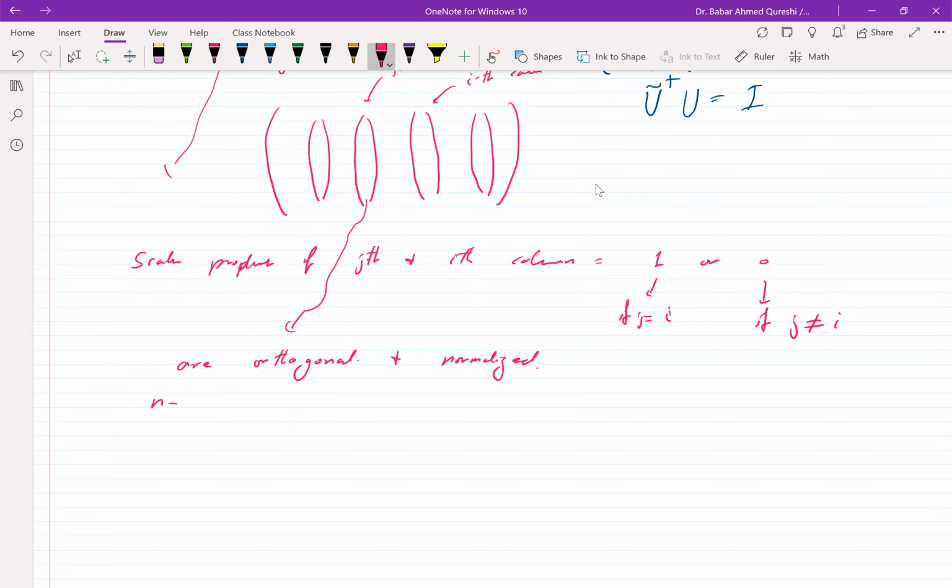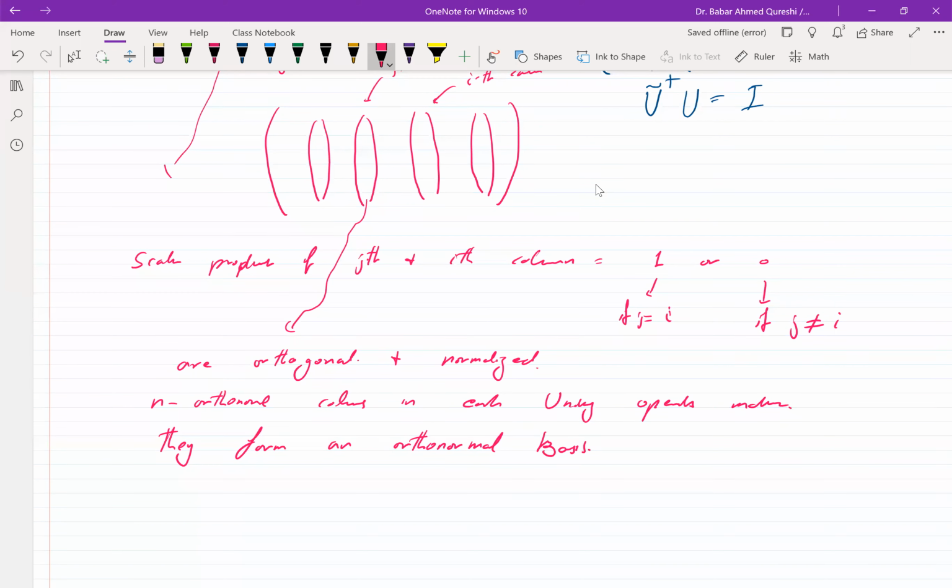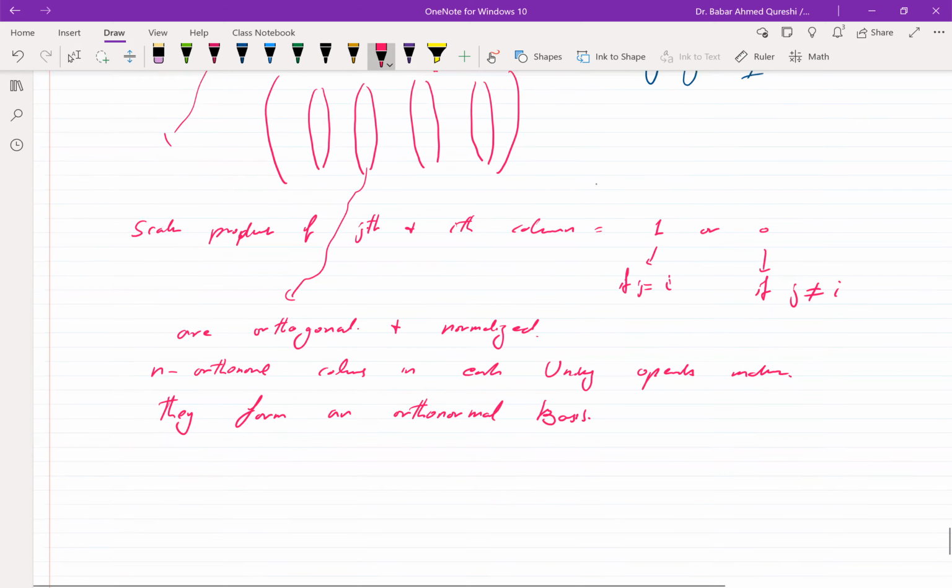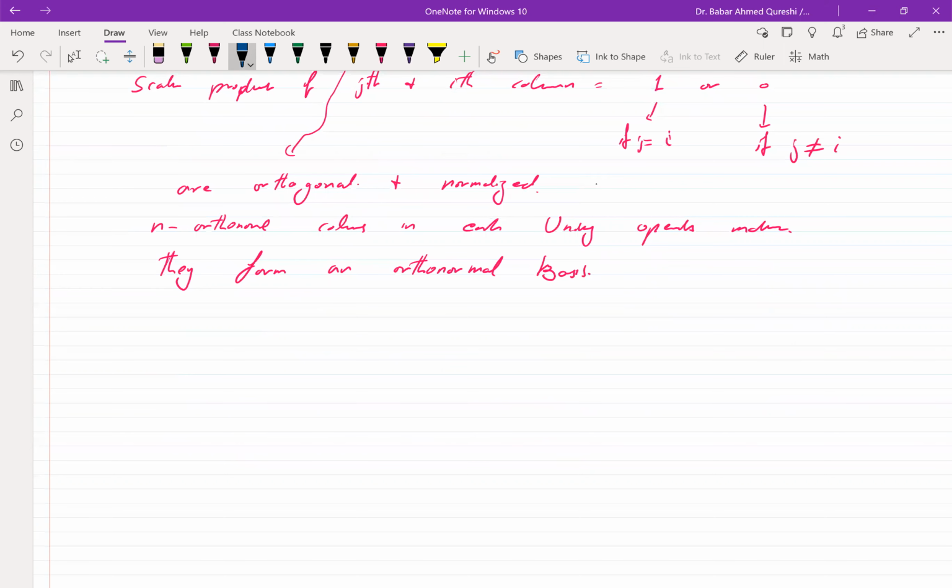And how many do you have? You have n orthonormal columns in each unitary operator's matrix. But orthogonal vectors are automatically linearly independent. So they form a basis. So what can I say about that? Maybe I can do an example.